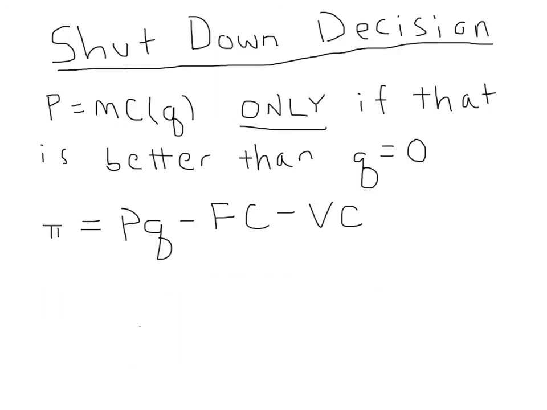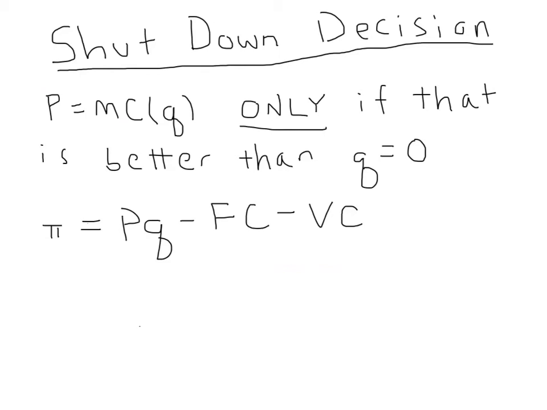There's one last thing to consider though before we use our golden rule P equals MC. If the firm can make more money by producing nothing and just shutting down, then the firm will shut down and just supply 0. So first we find the quantity produced under P equals MC, our golden rule. Then we find the profit, and then we compare that to the profit if we produce nothing, Q equals 0.